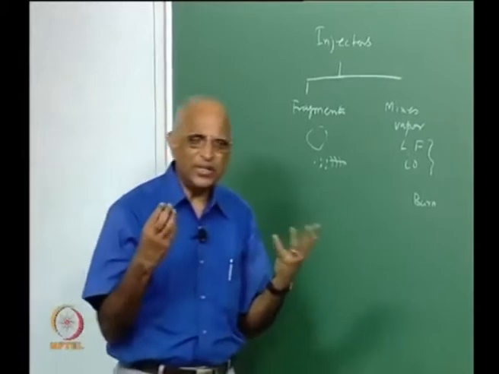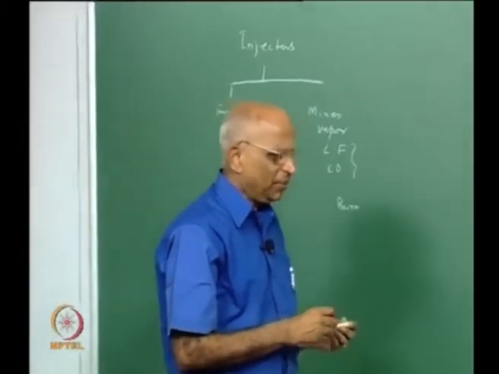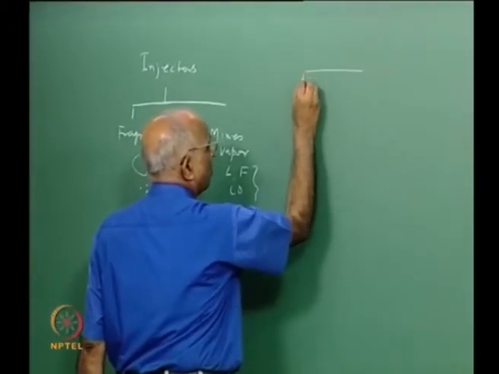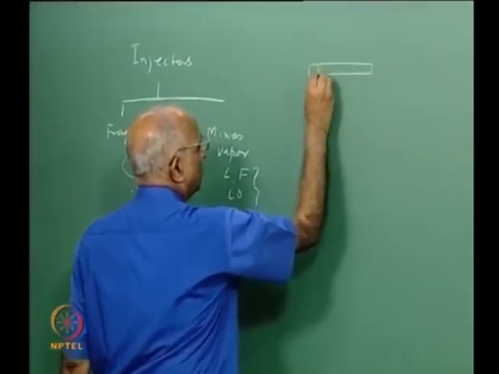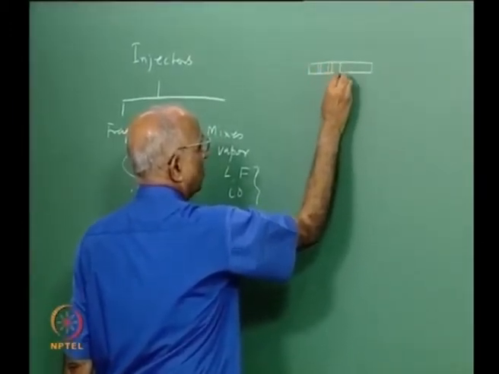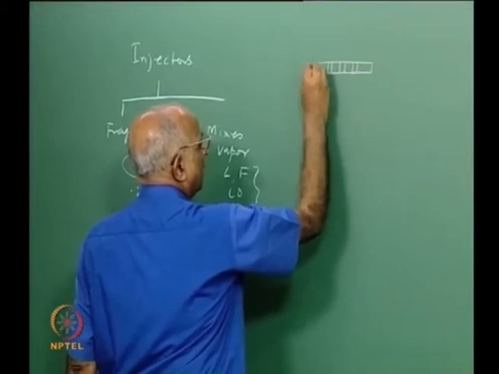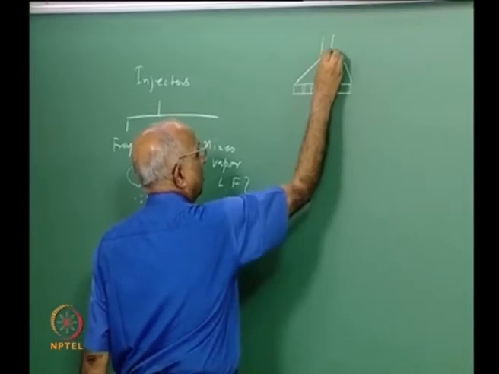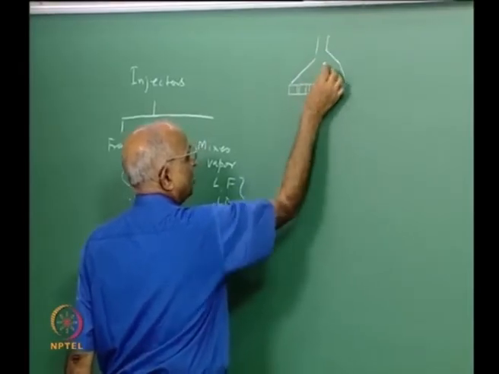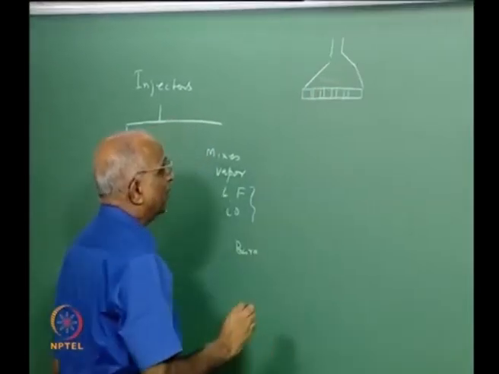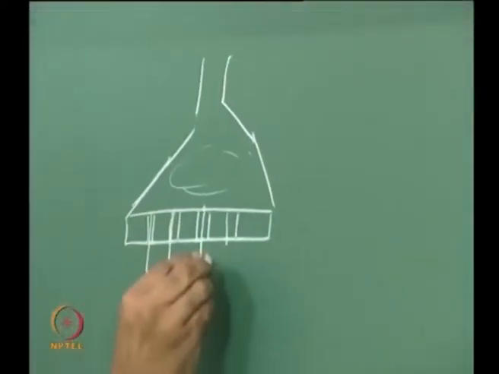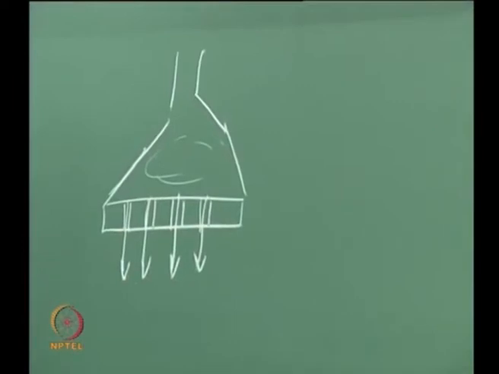And what did we do in injector in the last class? We told we could have something like a shower head, which we normally use for bathing, which consists of a series of orifices, holes, and then you have the water which comes from your tap into the shower head, and this is the manifold where water collects, and then the jets are passed through like this, right? And this is what was a shower head.